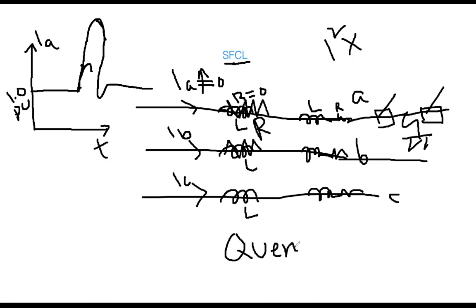I think you all know this word, quench. If you Google that quench, then you will get that term with regard to fault current limiter. So quench means that it is no more the superconductor. It has a high resistance. It has a high impedance. That is called the quench.